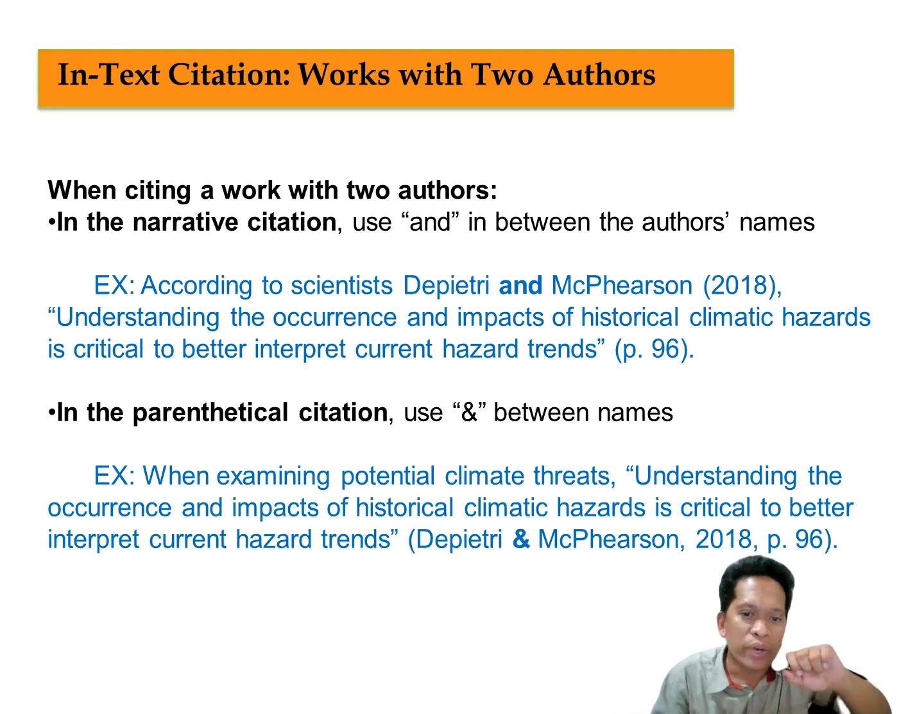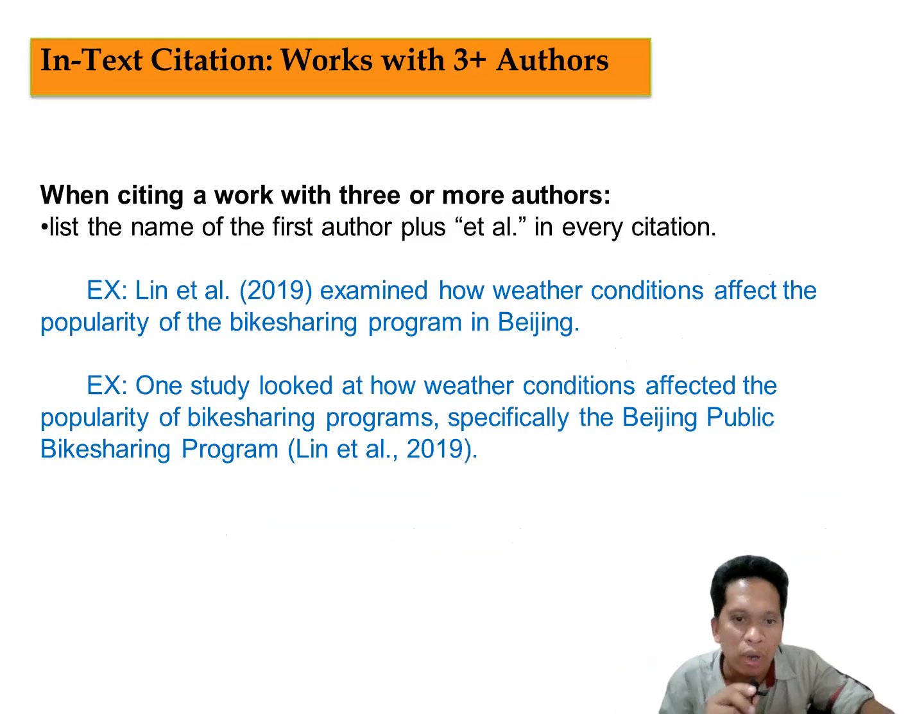Okay? When examining potential, the one that you have there at the top. So take note of that. In narrative citation, use the conjunction "and," the complete word for the conjunction, and use only the shortened "&" in the parenthetical citation. So you have the example above.